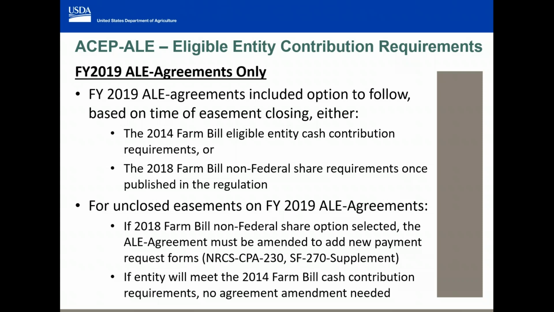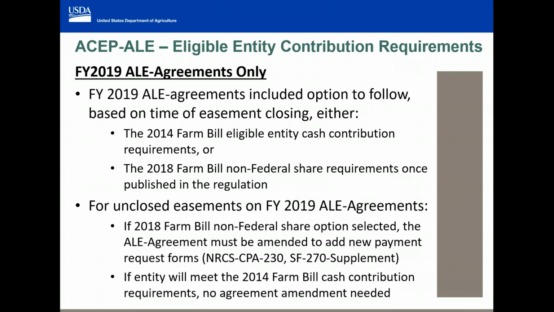So get in touch with your state NRCS staff and let them know that you're going to want to amend your agreement in order to add the new payment request forms. To clarify, those agreements in 2019 had a CPA 230 and an SF 270 attached to them. Those were the old forms. They did not contemplate this new non-federal share calculation scenario that exists under the interim rule that has been published and will exist under the policy when it comes out.